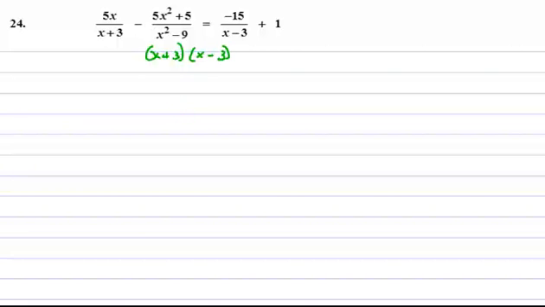So let's build our LCD. From the first denominator, we know we need x plus 3 as a factor. From the second denominator, we need x plus 3 as a factor, and we also need x minus 3 as a factor. From the next term, we need x minus 3 as a factor, but it's already there. And from the next term, we need 1 as a factor, and of course, that's always there. So now we're going to multiply every term by the LCD.